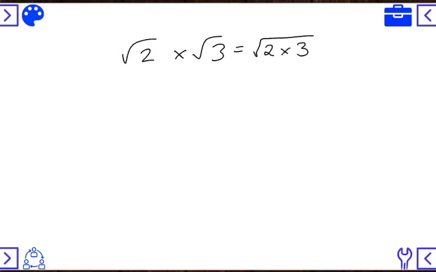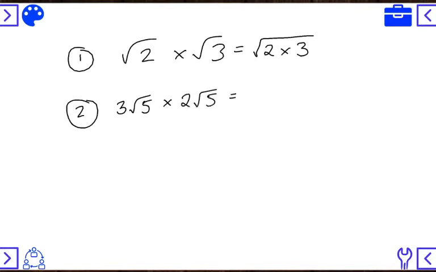The second question said 3 root 5 multiplied by 2 root 5. The commutative law says that as long as they are all being multiplied, then I can actually change the order and work it out in whatever way. So 3 times 2 and root 5 times root 5. I've chosen to link the multiplying numbers together and then also the surds, because now I can work out the fact that 3 times 2 is 6, but root 5 times root 5 is 5. So I get a nice easy answer of 30.